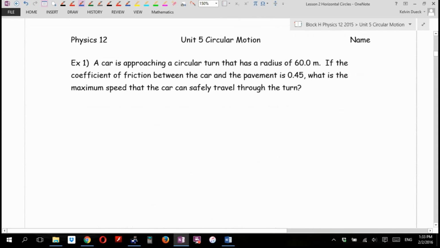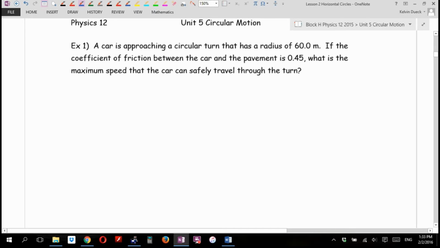Let's try one. Example 1. I like example 1, and it's useful. Car is approaching a circular turn that has a radius of 60 meters. If the coefficient of friction between the car and the pavement is 0.45, what is the maximum speed that the car can safely travel through the turn? Really? We can solve this? Easily. This is a job for a free body diagram.